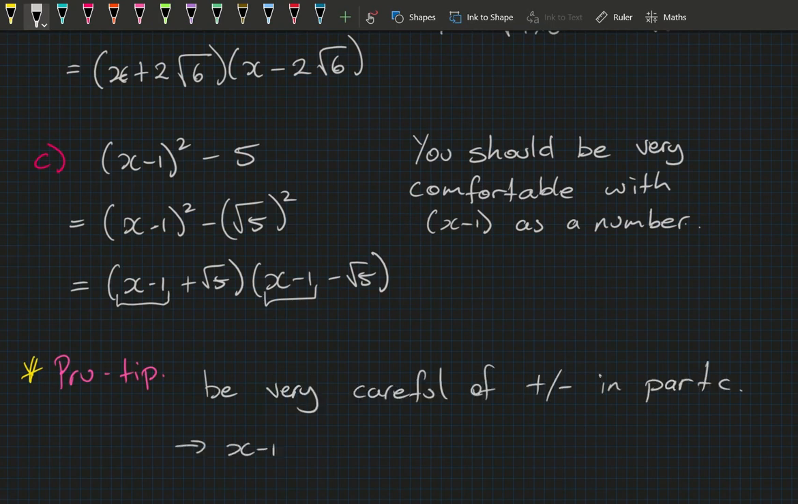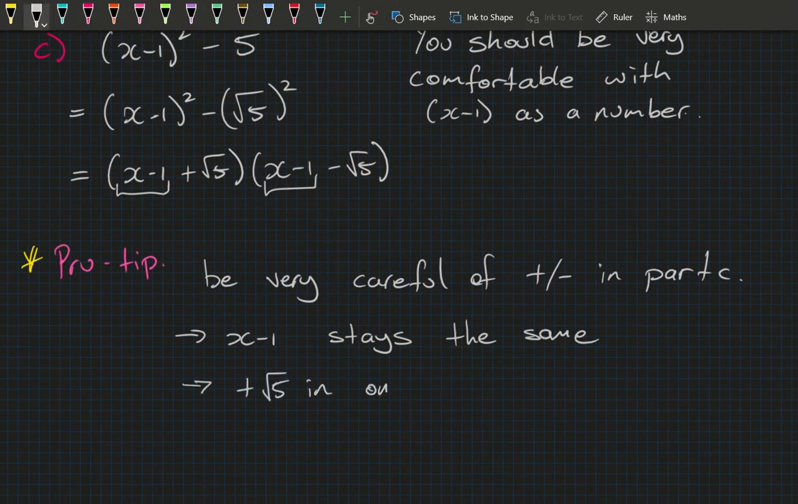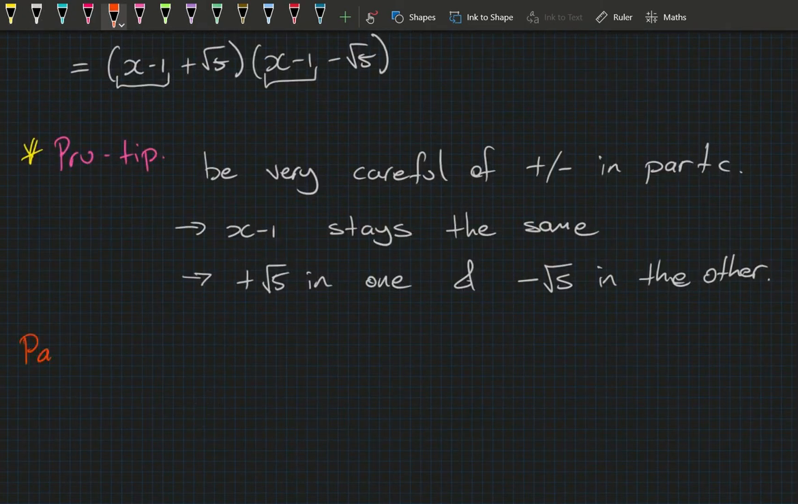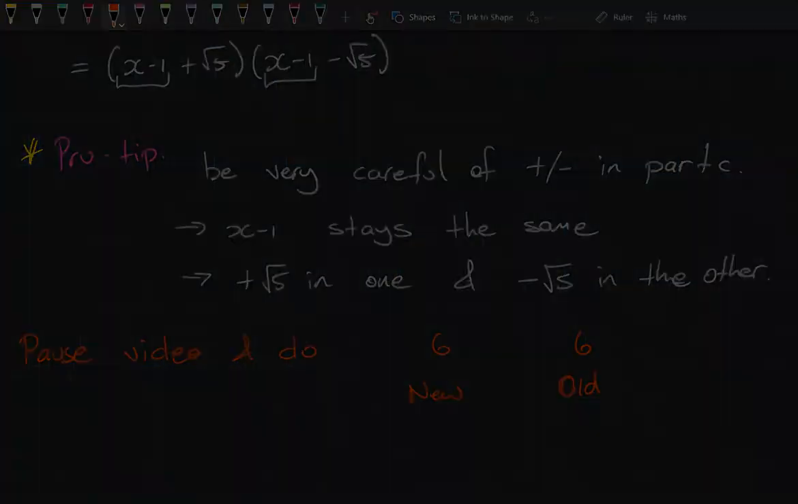In other words, the x minus 1 stays the same, but we have a plus root 5 in one and a minus root 5 in the other. All right, so just keep an eye out for that. But right now you should pause that video and do question 6 in the new book and question 6 in the old book. And then I'll see you in the next section.